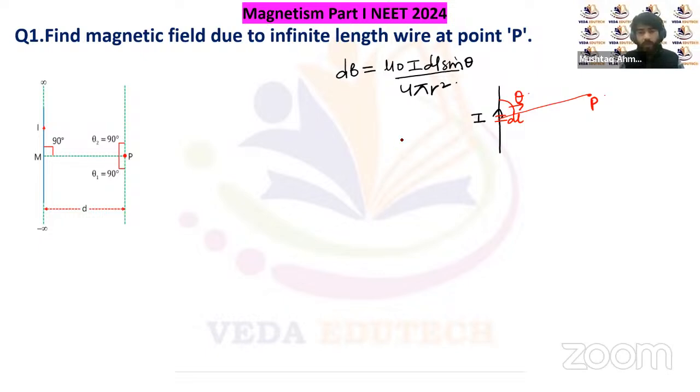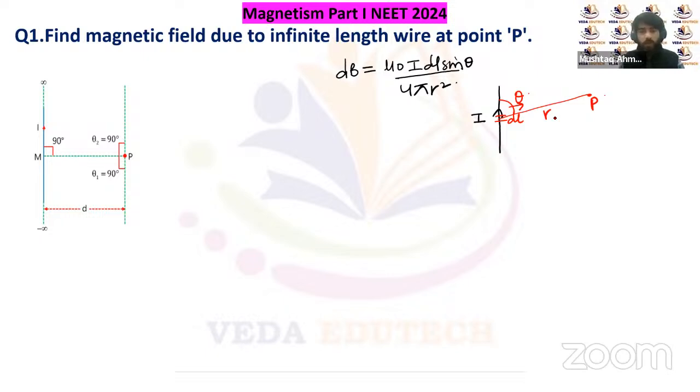So according to the Biot-Savart law, the magnetic field due to this current element is mu naught I dl sin theta upon 4 pi r square, where r is the distance between the point at which we have to find the magnetic field and the current element dl. This is how we can use the Biot-Savart law to find the magnetic field due to a current element.